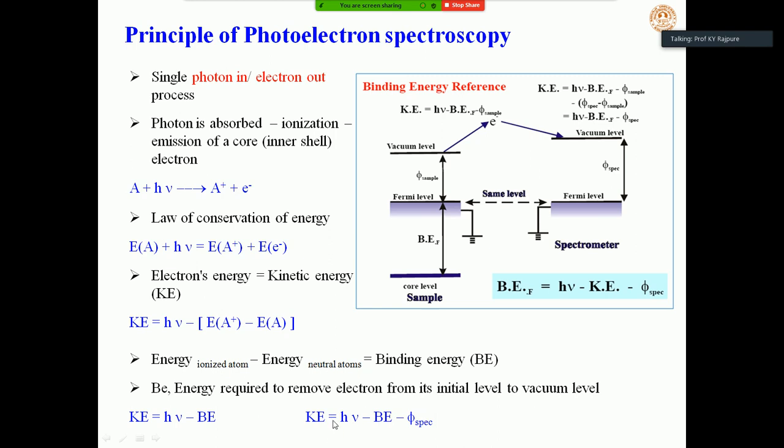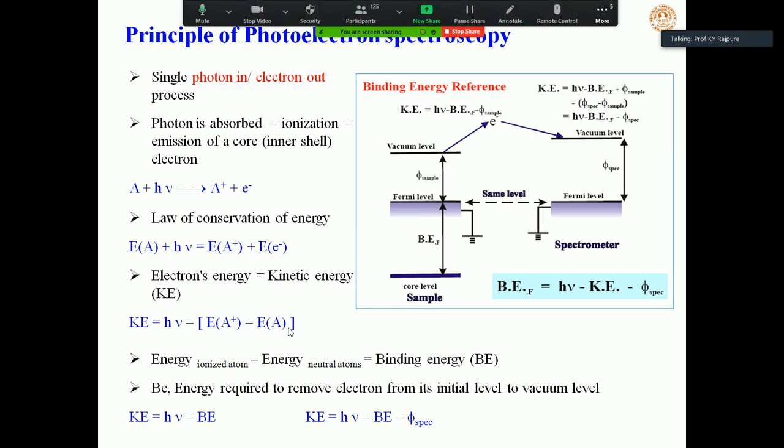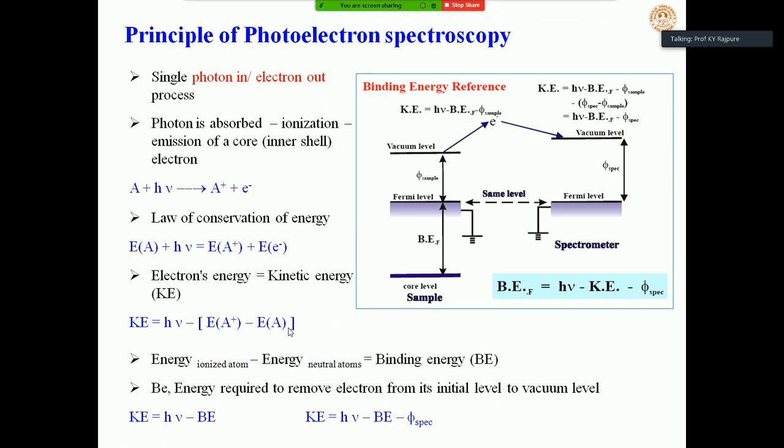So kinetic energy is equal to hν minus binding energy minus spectrometer work function. Now, if you have monochromatic radiation, X-rays having known energy, and you know the spectrometer work function, and you measure the kinetic energy of the electrons which are emitted, then it is possible to measure the binding energy of that electron. And measuring binding energy of the electron means identifying what element is present, right?